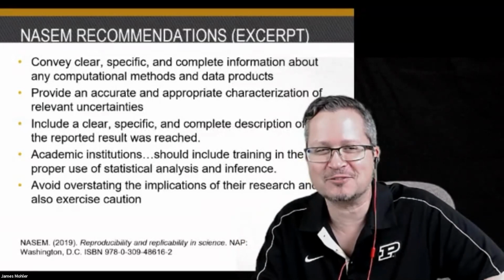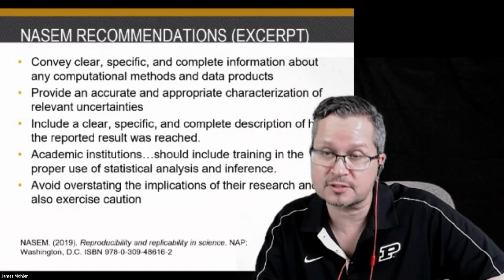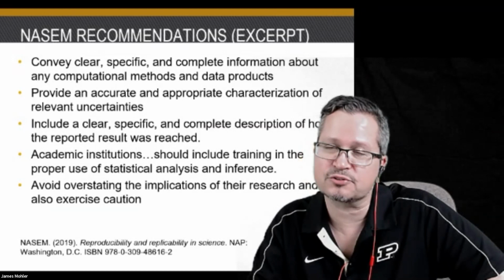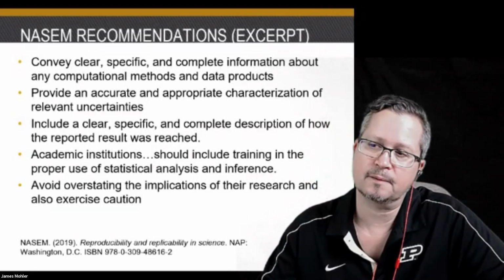And this is on academic institutions, but you could just say institutions as a whole. We need to make sure that we're providing training in the proper use of statistical analysis and inference, proper use of those tools. And then lastly, avoiding overstating, and this is on us as researchers, we have to avoid overstating the implications of our research and also exercise caution with how we communicate that, because if we extrapolate too far in the results section, it can be particularly damaging when it gets into the public.